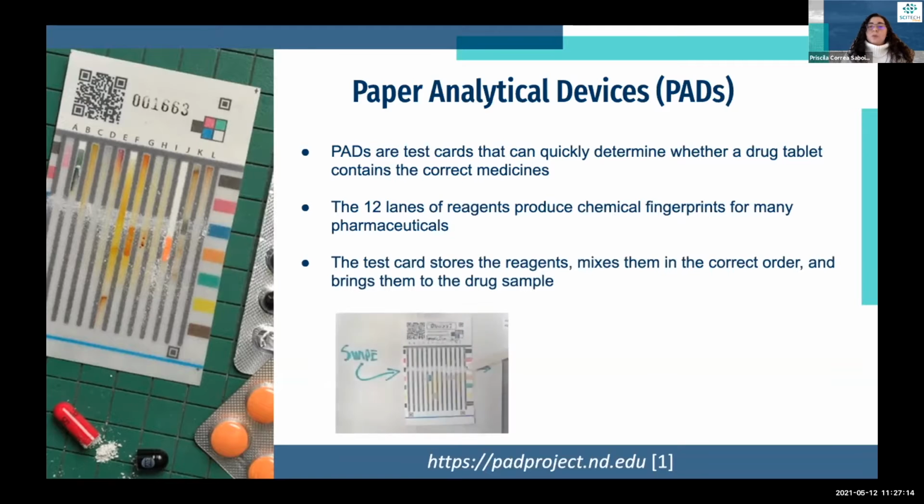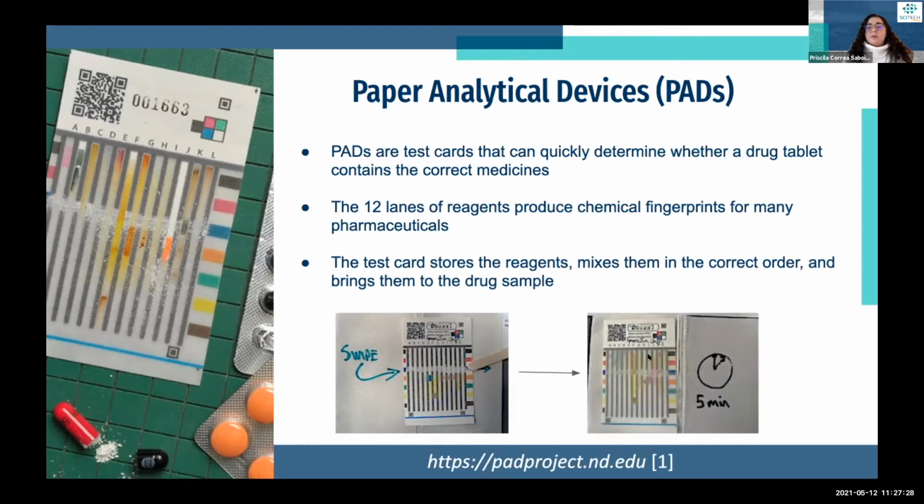Okay, so how does it work? You can take a pharmaceutical and swipe it on the cards horizontally, and after some 5 minutes the reaction happens, and then this will be the fingerprints for a chemical specialist to decide whether the drug is present or not in that substance.